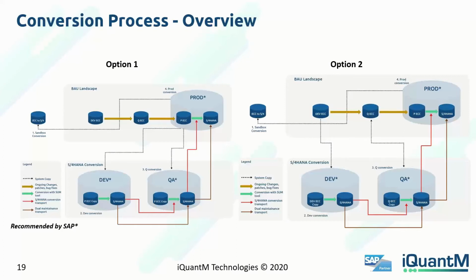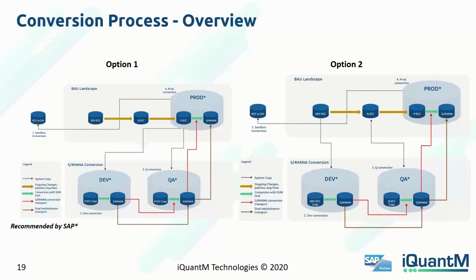We have seen customers wanting to go for option two, mainly because they would have a lot of mini projects happening on their landscape. They would not have a change freeze for the entire duration of the conversion project. So they want to have their mission critical transports moving to production, and they don't want to overwrite their development box with a copy of production. So the option they choose is option number two, where they take the development ECC copy and do a conversion on top of it to become the development S/4HANA system.